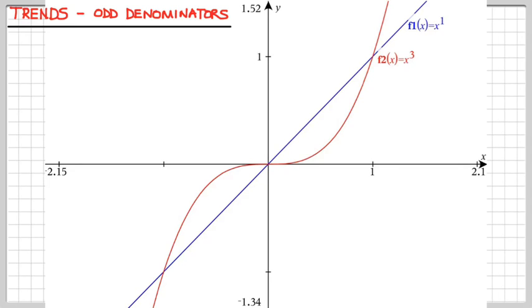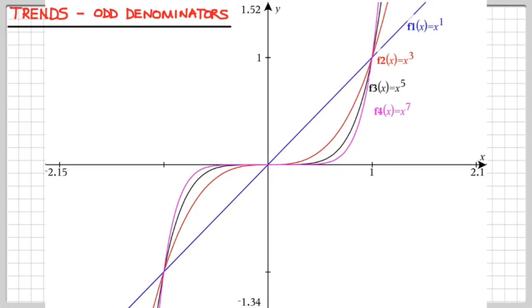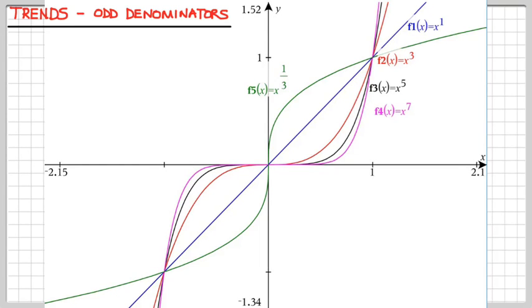There's x cubed, x to the 3 over 1, and there's x to the 5. You see what's going on here? There's x to the 7, right? Now, do you see the trend? Do you see what's going on? Pretty interesting, isn't it?